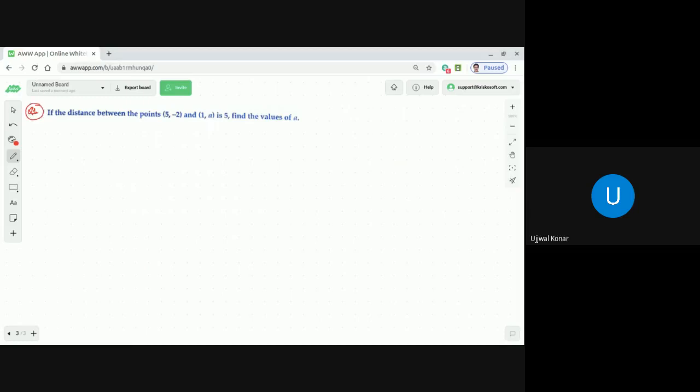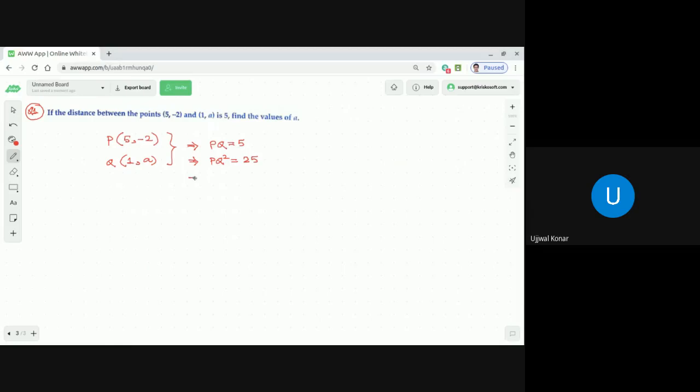So how to solve this one? Let us consider the point P as 5, minus 2 and the point Q as 1 comma A. According to the condition given in the question, PQ is equal to 5. That implies PQ square is equal to 5 square, that is 25.